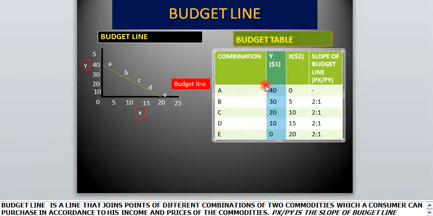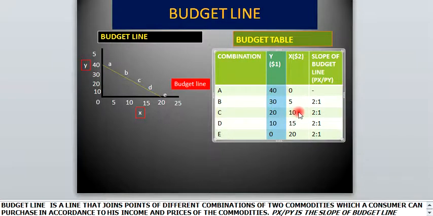Now, when you look at the first combination, the income of the man is $40, and he wants to consume 40 units of commodity Y. It means he's going to pay $40, because 1 times 40 units is $40. So it means he will not be consuming any of the commodity X. Now, when he wishes to consume more of commodity X, to get 5 of commodity X, it means that he needs to reduce the consumption of commodity Y by 10, so that he can pay $10 for those 5 units of commodity X, and the remaining $30 can go for commodity Y.